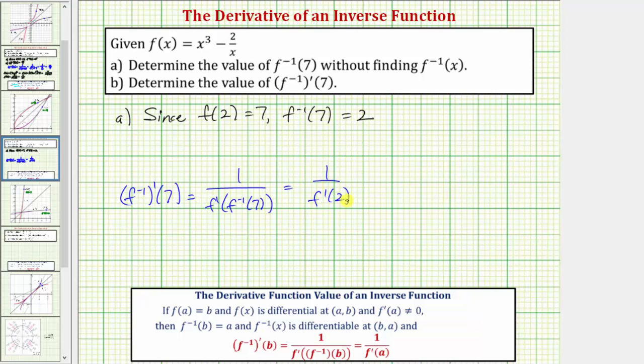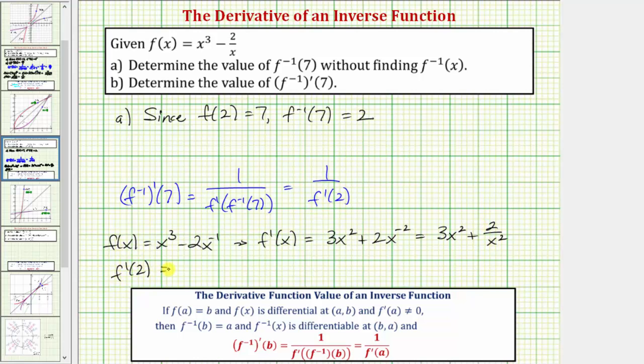So for our next step, we need to find f prime of x. Let's write f of x as x cubed minus 2 times x to the power of negative 1, which means f prime of x is equal to 3x squared. Here we're going to multiply by negative 1, so it's going to be plus 2 times x to the power of negative 1 minus 1, so x to the negative 2, which we can also write as 3x squared plus 2 divided by x squared. And now we need to evaluate this at x equals 2.